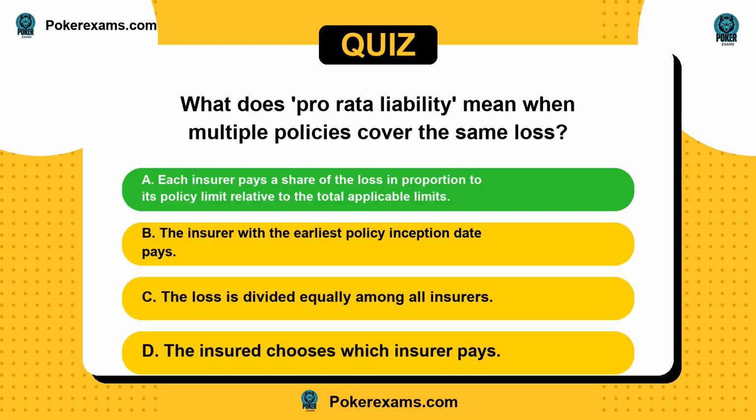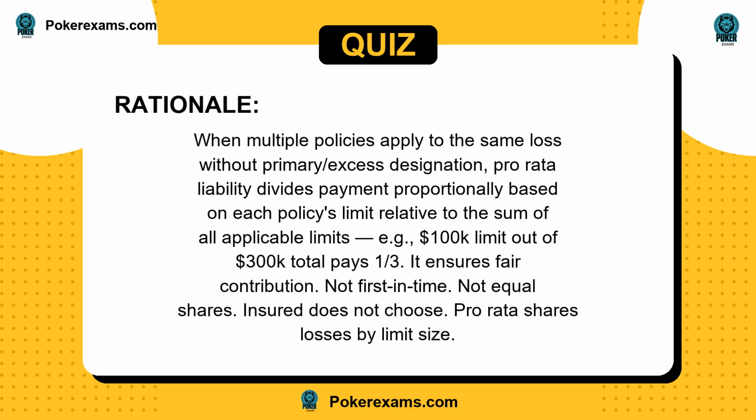The answer is A. When multiple policies apply to the same loss without primary/excess designation, pro rata liability divides payment proportionally based on each policy's limit relative to the sum of all applicable limits, e.g., $100,000 limit out of $300,000 total pays 1/3. It ensures fair contribution. Not first in time. Not equal shares. Insured does not choose. Pro rata shares losses by limit size.